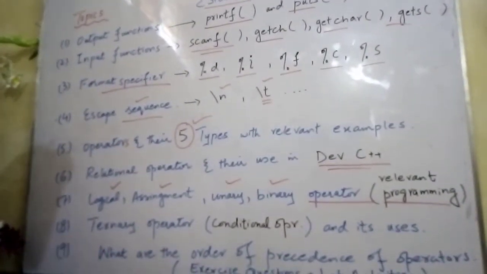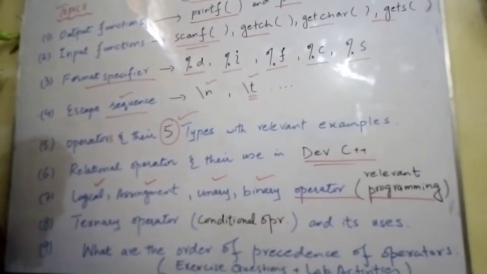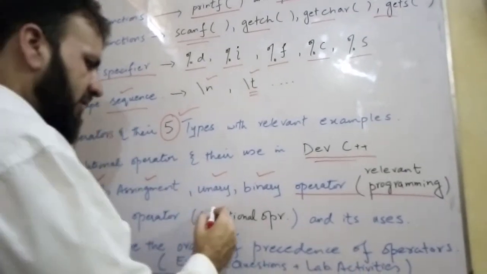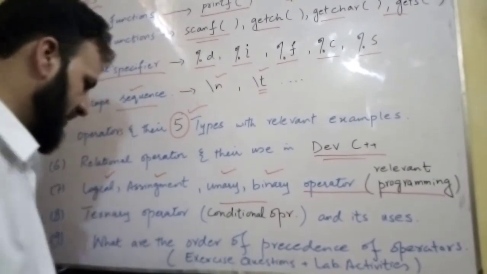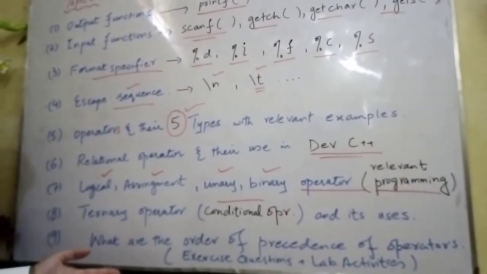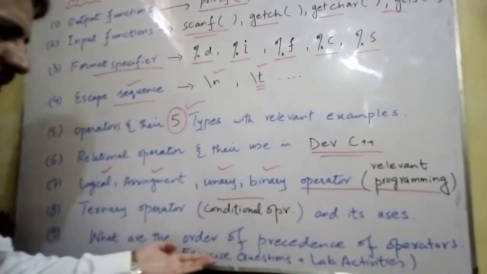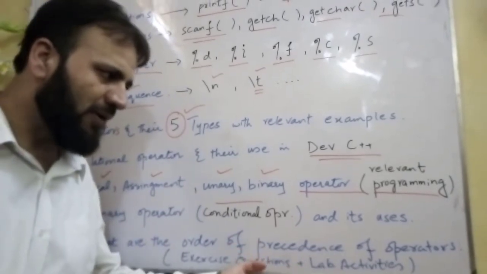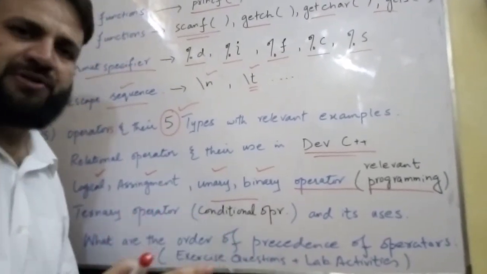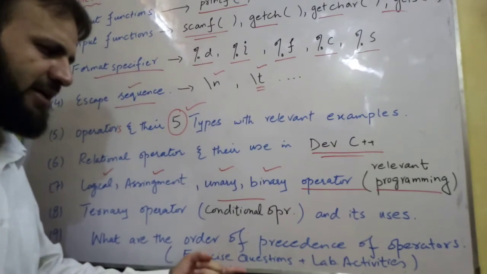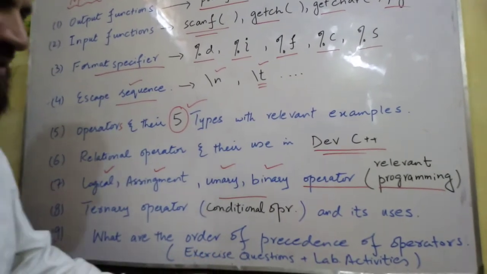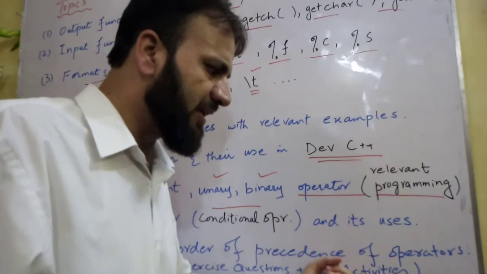Similarly, the ternary operator, or conditional operator, is very important in Dev C++ and we will see how we can use it in programs. The last topic in this chapter is the order of precedence of operators, how the operators are evaluated, and we will perform the relevant exercise questions plus lab activities given at the end of the chapter.